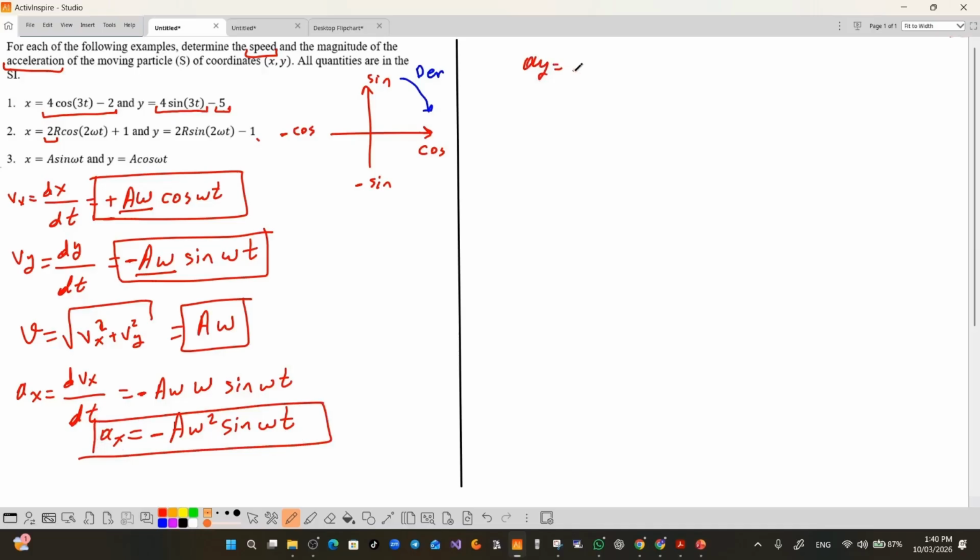What about the AY, which is dvy over dt? Now, what is the derivative of a omega sine omega t? We maintain the a omega, the sine becomes cosine, and we bring outside the derivative of the inner function. So it becomes a omega squared cosine omega t.